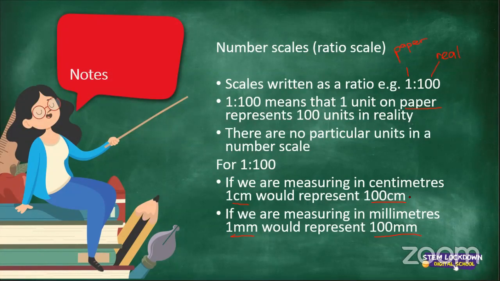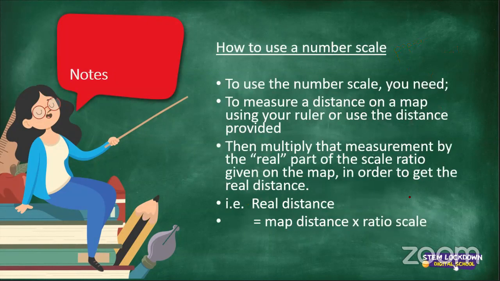Okay, and next, how to use a number scale, right? Okay, this is how you use a number scale. First of all, you need to measure the distance on the map. So step number 1, measure the distance on the map. This is called a map distance, right? Obviously, you must use a ruler.